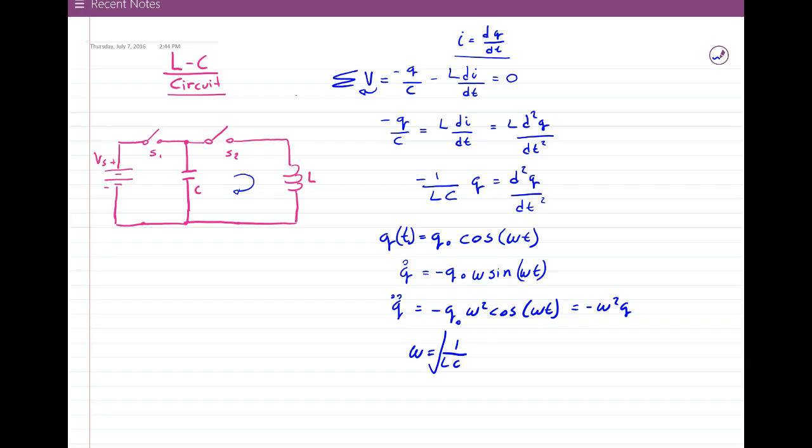So that has something to do with how fast the circuit oscillates. And I don't know if you know this or not, but omega is equal to 2 pi divided by the period, the amount of time it takes to do 1 whole cycle. So the period of this circuit, T, will be equal to 2 pi divided by the square root of LC.